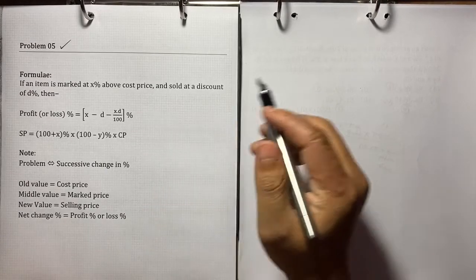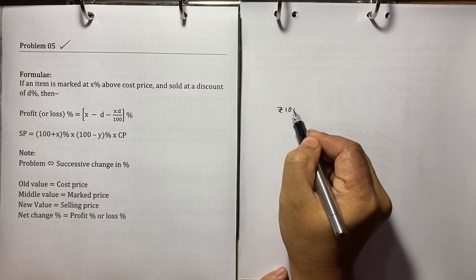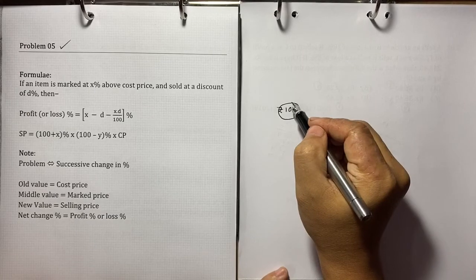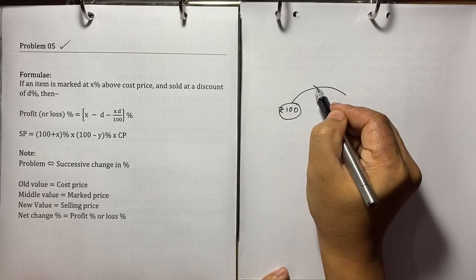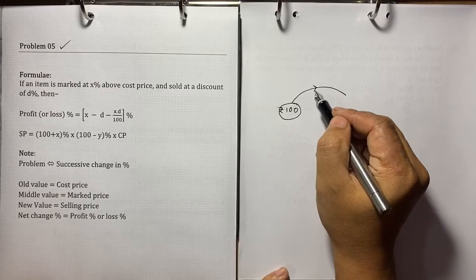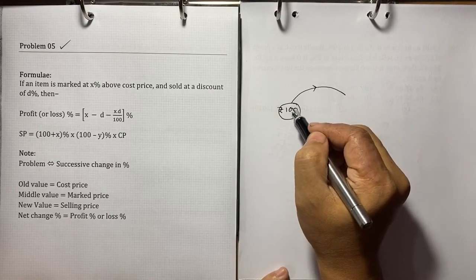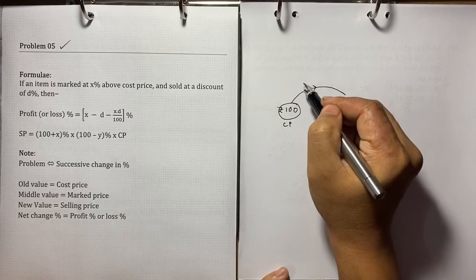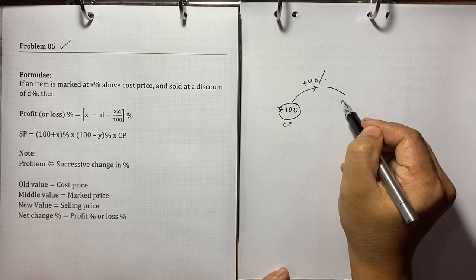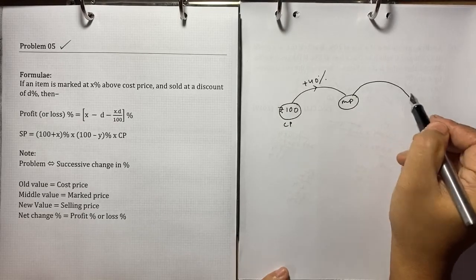So in this particular problem, the cost price is rupees 100, a number. The question says it is marked 40% above the cost price. The price of an item is marked at 40% above the cost price, so it is a 40% increase on it. So it becomes the mark price. The mark price then has a discount.